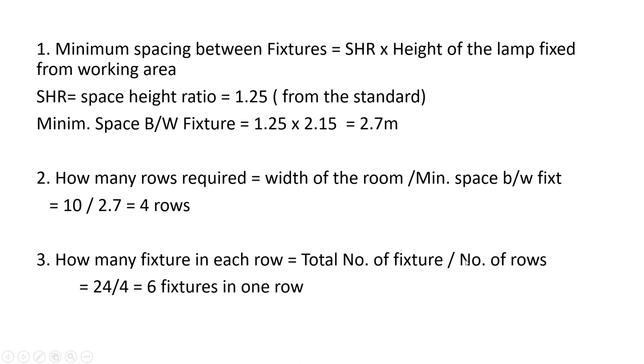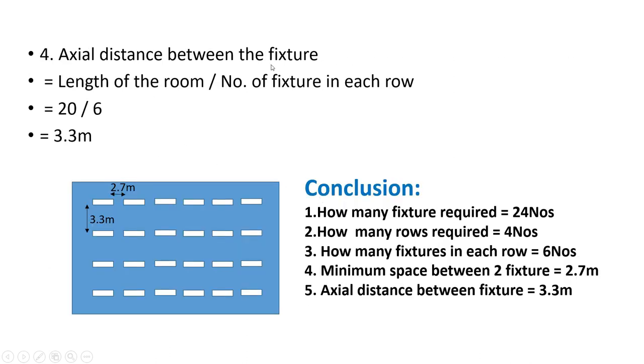Okay. And the third question, how many fixtures in each row? The number of fixtures connected in each row equals total number of fixtures divided by number of rows. The total number of fixtures calculated is 24 and the number of rows is 4. So a total of 6 fixtures we have to connect in each row. And the final axial distance between each fixture equals length of the room divided by number of fixtures in each row. The length of the room is 20 meters divided by 6 fixtures in each row. So we get 3.3 meters.